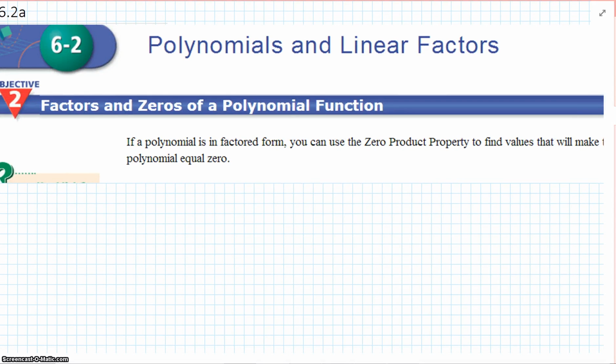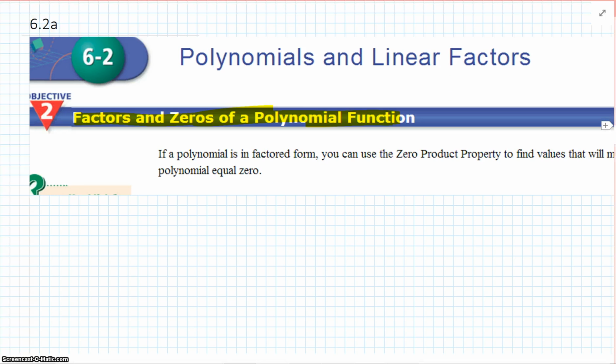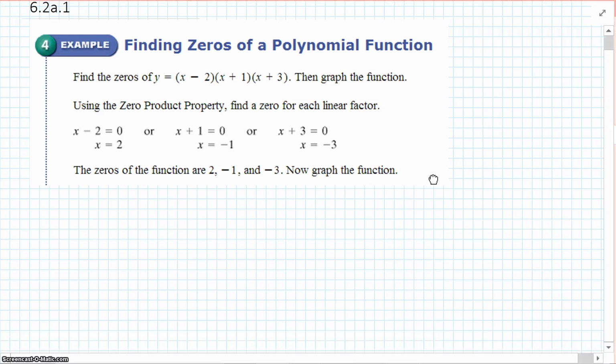Algebra 2, Chapter 6, Section 2, Part 2, Polynomials and Linear Factors. What we're going to work on in this section is factors and zero properties of polynomial functions. We've already talked about the roots and the zeros of polynomials. The highest degree of the polynomial is going to tell us how many possible zeros or possible roots there are. So let's step into it.